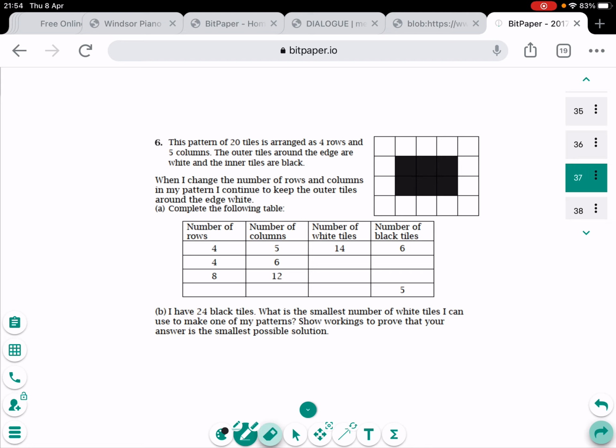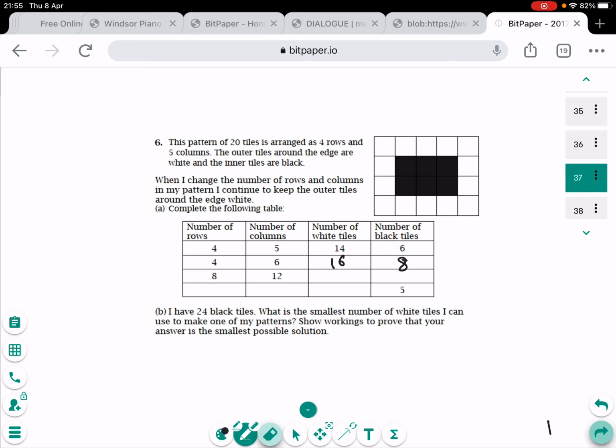For this question, you just fill this up. Number of columns, that would increase by 2. That would become 8. White tiles increase by 2, 16, 8, 12. 8 and 12.